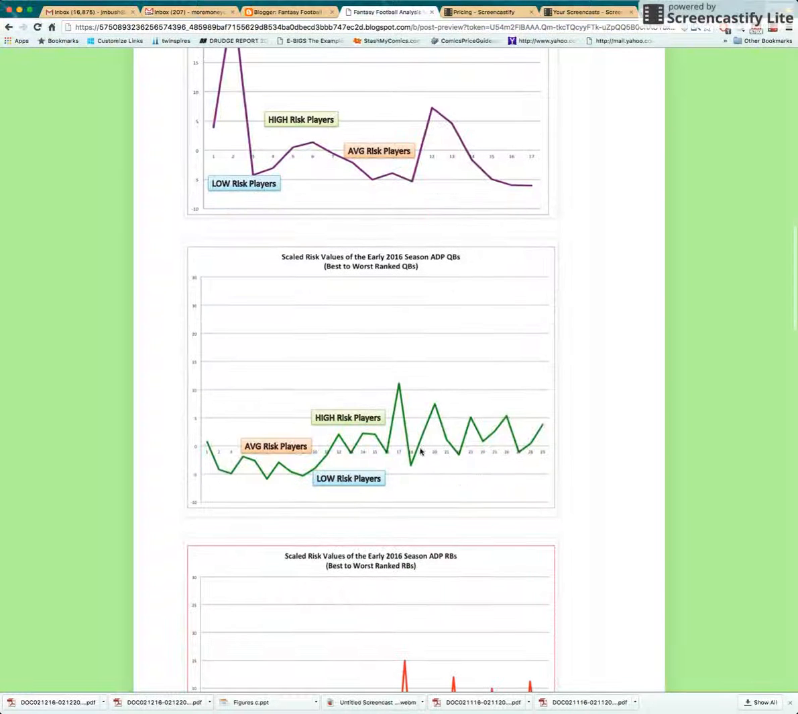So let's talk about quarterbacks. The tendency is to have low risk, and then the average, and then higher risk quarterbacks. So at some point, probably around the 12th quarterback, you're starting to leave the so-called low-risk quarterbacks, and now you're starting to have a pool of higher-risk quarterbacks. So if you're a so-called low-risk quarterback drafter, you would probably want to stay within the top 12, at least according to this data.